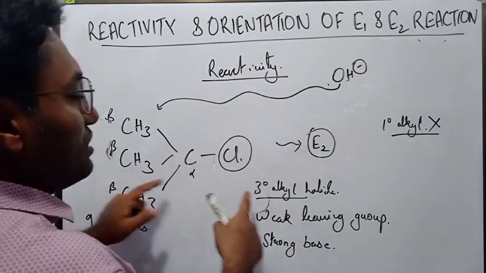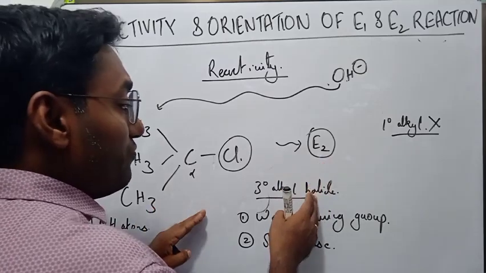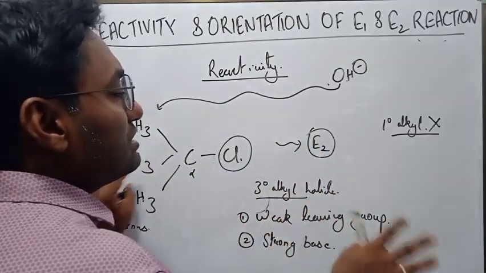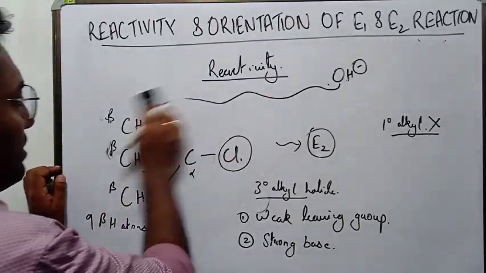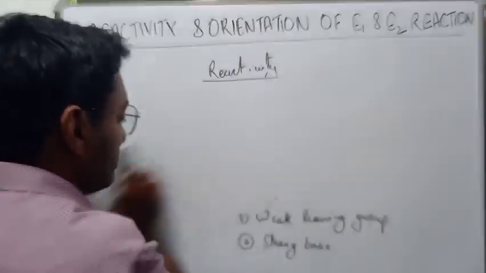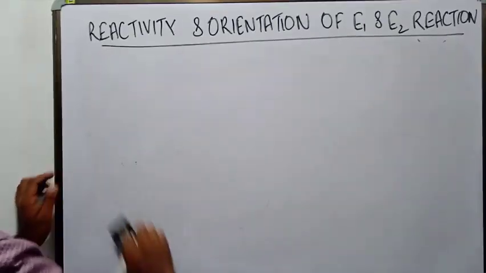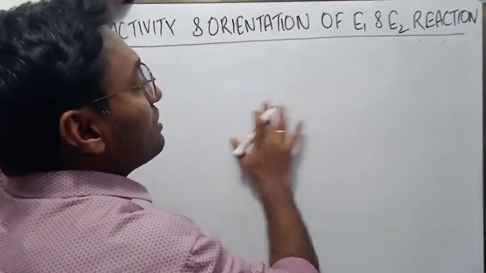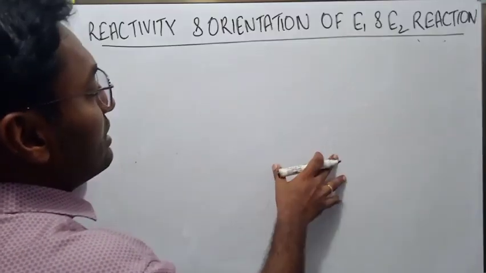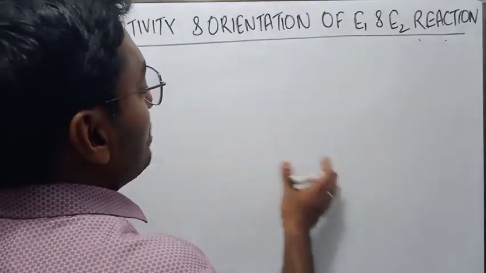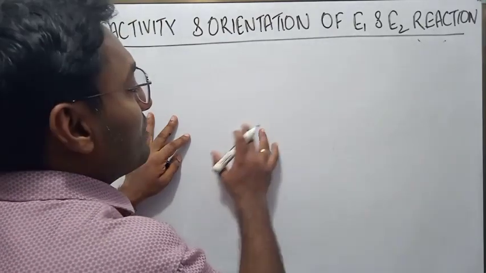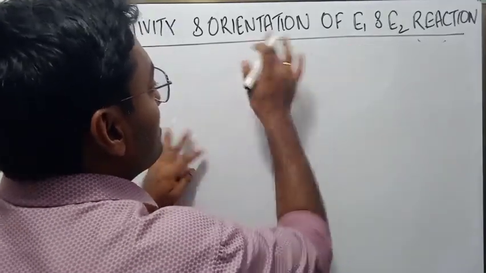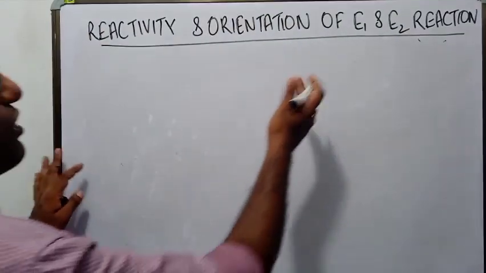In case of secondary alkyl halide, the story is the same. It would go for E2 mechanism if there is a weak leaving group and a strong base. Now, dear students, you might have noticed that in SN1 and SN2 reactions, we have given an ascending order of reactivity. Here we cannot give any ascending or descending order. It entirely depends upon the reaction conditions, the base used, and the leaving group used. In the case of tertiary alkyl halide, it will go for E2 mechanism if the leaving group is weak and the base is strong enough.